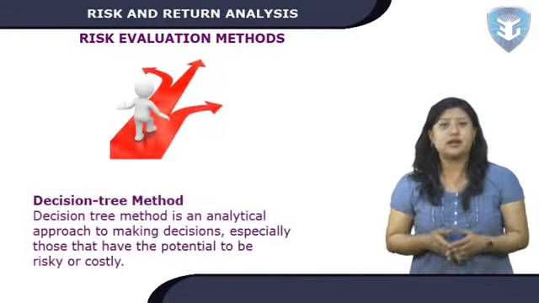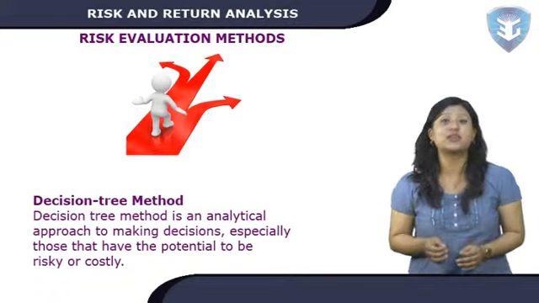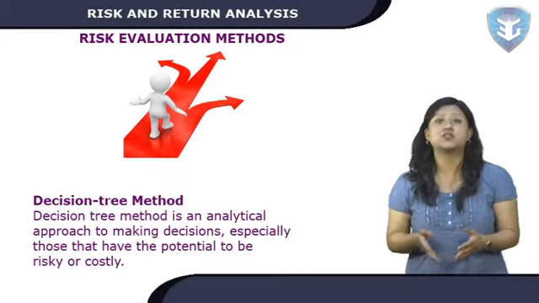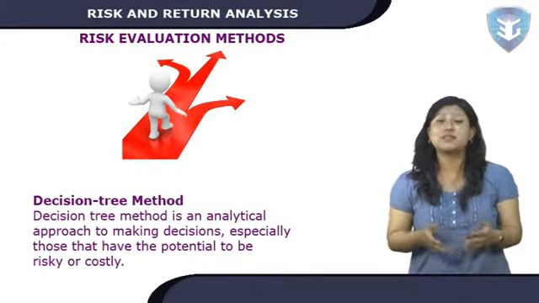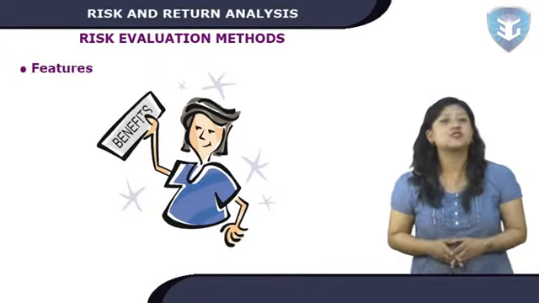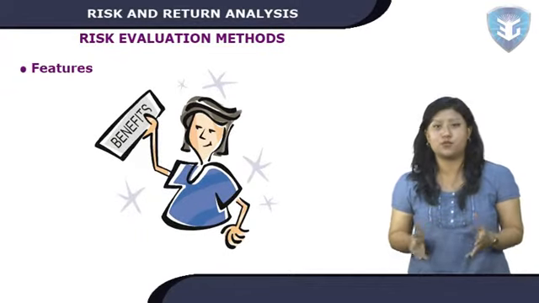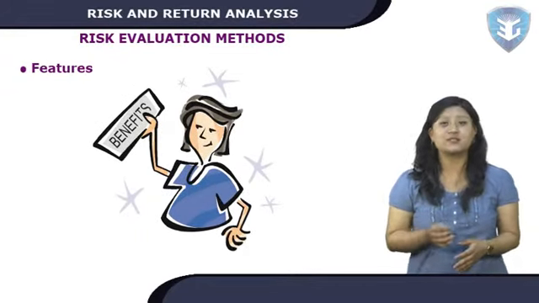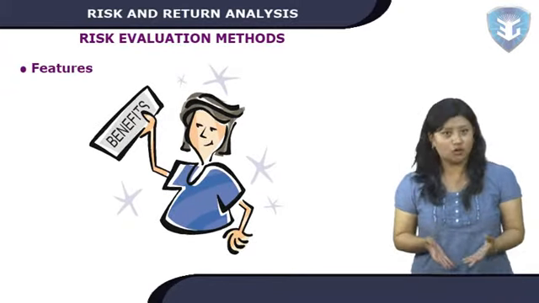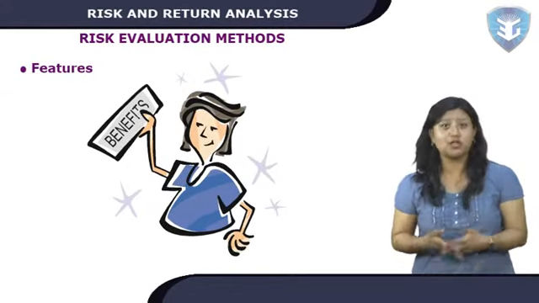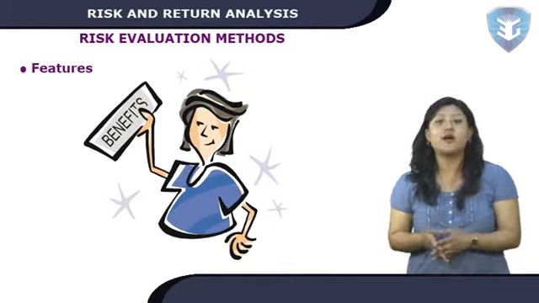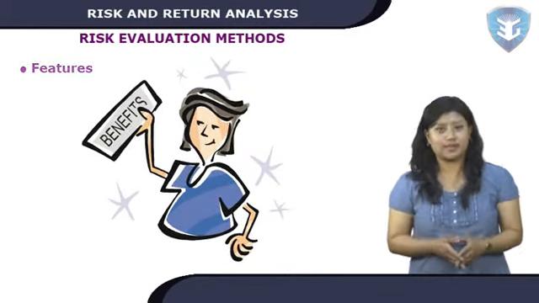Decision tree method. The decision tree method is an analytical approach to making decisions, especially those that have the potential to be risky or costly. The method uses a graphic, known as a decision tree, that presents a set of competing alternatives as separate branches. The features. The decision tree diagram consists of nodes and connecting branches. The nodes, displayed as small squares or circles, represent the decision points, such as whether to invest in new technology or whether to construct a new production facility. The connecting branches represent each possible choice or outcome related to the node to which it is connected.